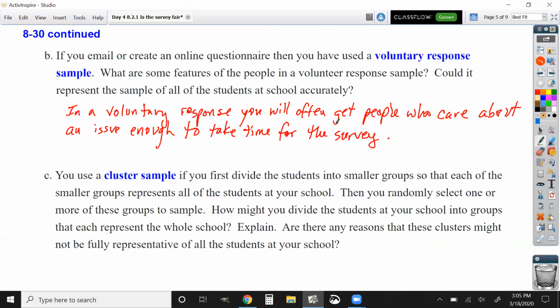Could it represent the sample of all the students in the school accurately? It could be representative, but it would have to be an issue that most students cared about. It could represent the school if the issue concerned most students.